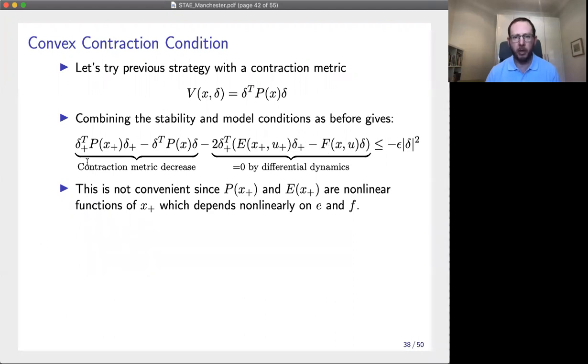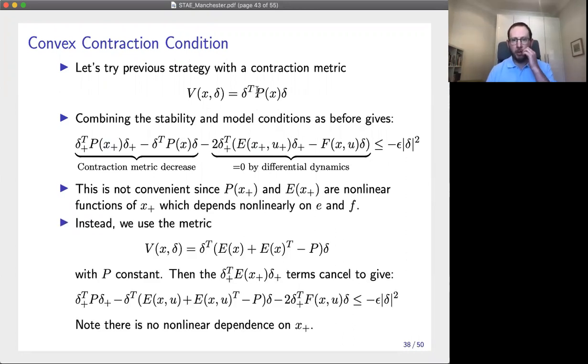This kind of works, but it's a bit inconvenient because if you'll notice, P of x plus and E of x plus are required, where x plus is the next state of the system. And this is not arbitrary. This is actually a nonlinear function which depends on E and F. So somehow we'd like to be able to eliminate this from the inequality. And we can actually do that, but not with this metric, with a slightly different metric that incorporates some of the model parameters, the model terms, into the metric.